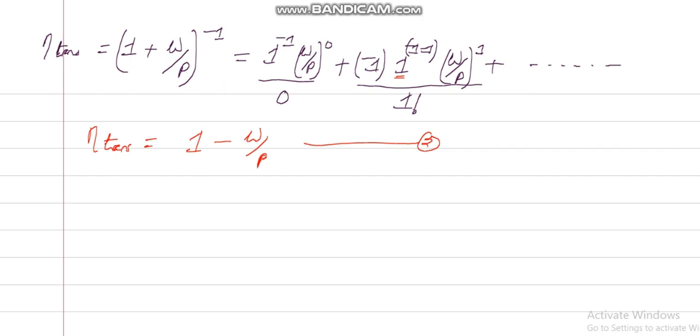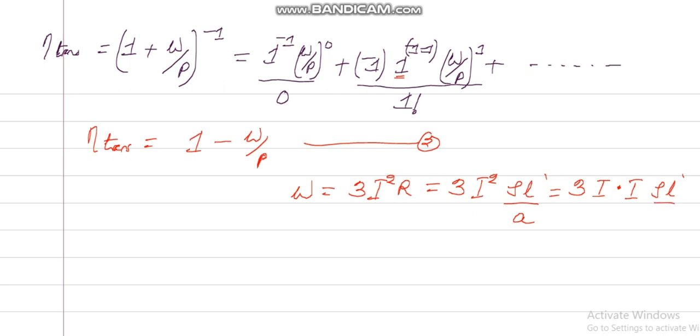Okay. We also know that power loss W is given by 3 times I squared times resistance. Now resistance is resistivity rho times length over area. So with some manipulation we get 3 times current, let's decompose this current: current times current times resistivity rho over area. So power loss W, combining the area and one current, gives 3 times current over area times current I times length times rho L.